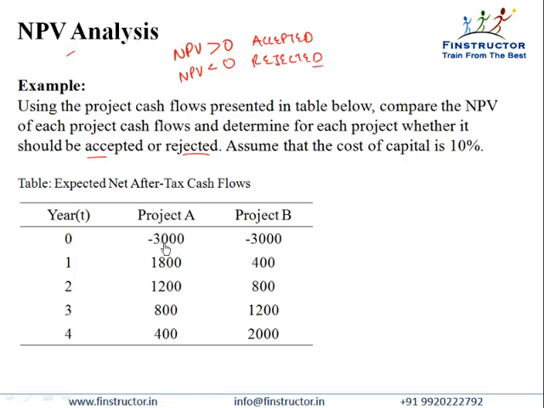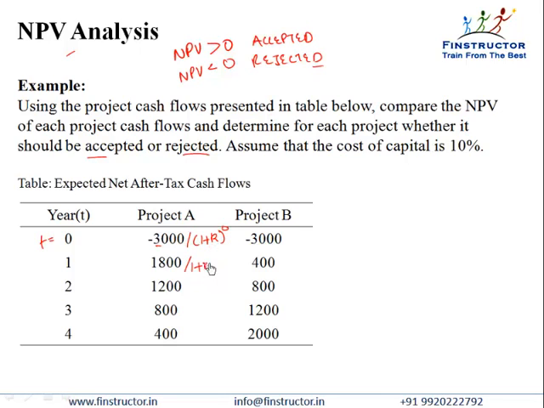Now for project A, there is an initial cash outlay of $3,000 that is made at t equal to 0. And from the first year onwards, we start getting in our positive cash flows, $1,800 in the first year, $1,200 in the second, so on and so forth. So the cash flow at t equal to 0 will remain the same, or it will be discounted back by 1 plus the cost of equity to the power 0.